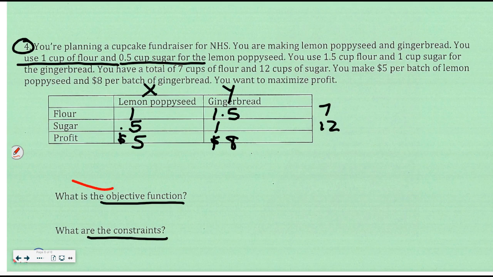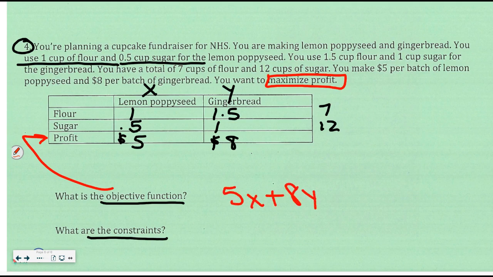Now, when you set this up, it says, what's the objective function? That always comes from the profit. It's the thing that you want to either maximize or minimize. And in this case, it says maximize profit. So you just set it up by going across. It is 5x plus 8y. But it should be equal to something. So I think in your notes and on your worksheets, they had it equal to p, right? So we'll just put a p there. That's the thing that you're trying to maximize.